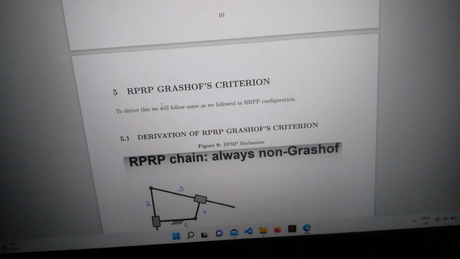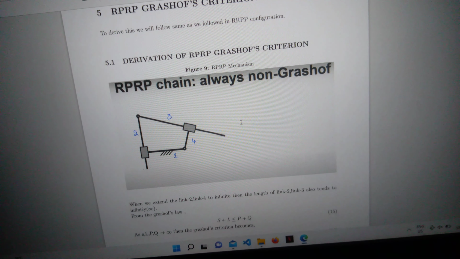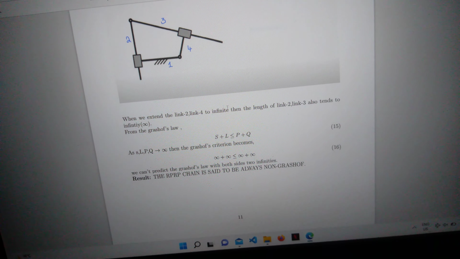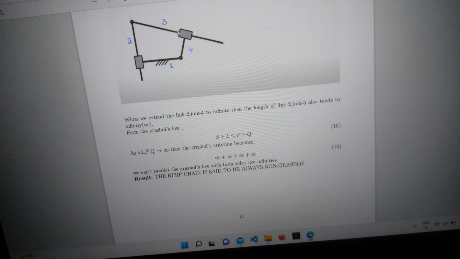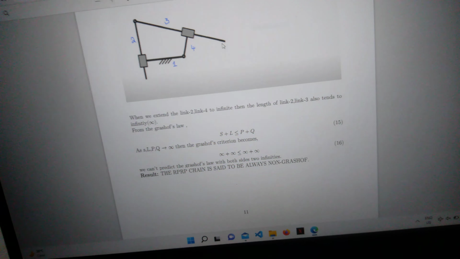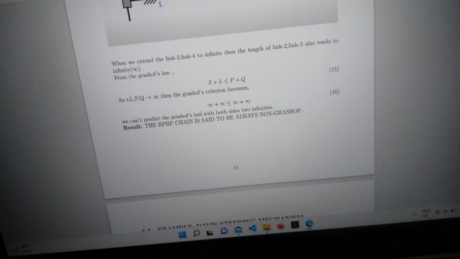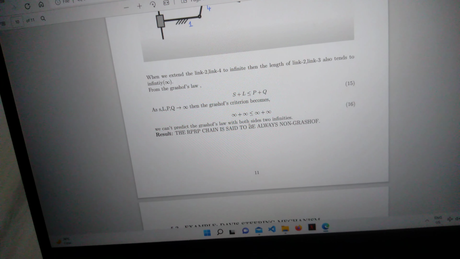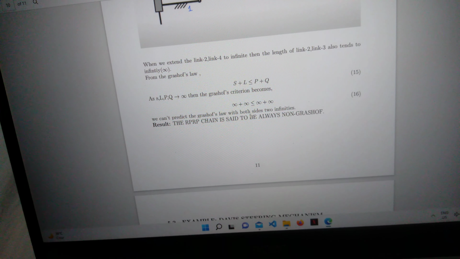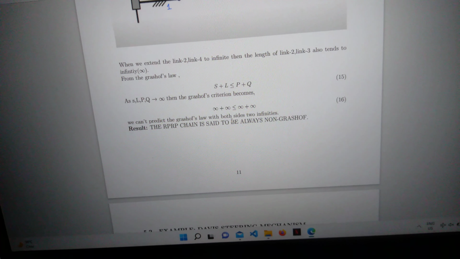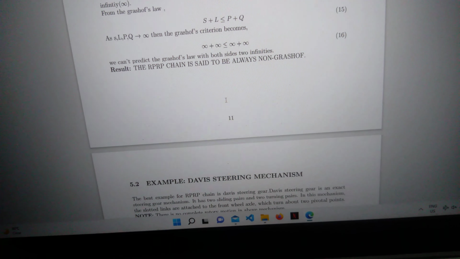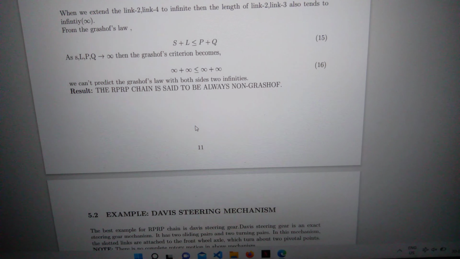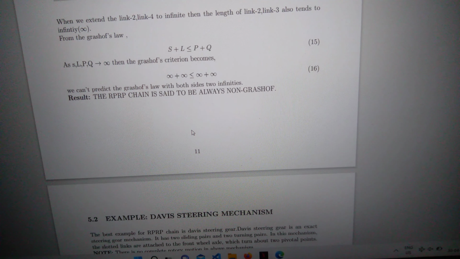And now let's come back to RP. It's very simple, sir. Again, we extend this link to infinity. Then link 3 also has to be extended to infinity, then only can we get this configuration. So as we can see, infinity plus infinity less than or equal to infinity plus infinity. We cannot compare two infinities, because we cannot tell which is bigger and which is smaller. So that's why the RP chain is always said to be a non-Grashof chain.